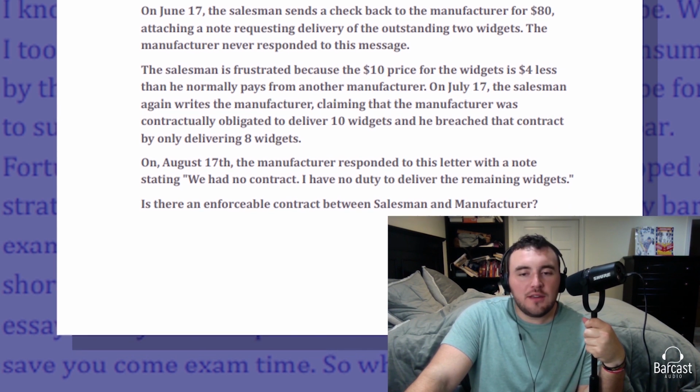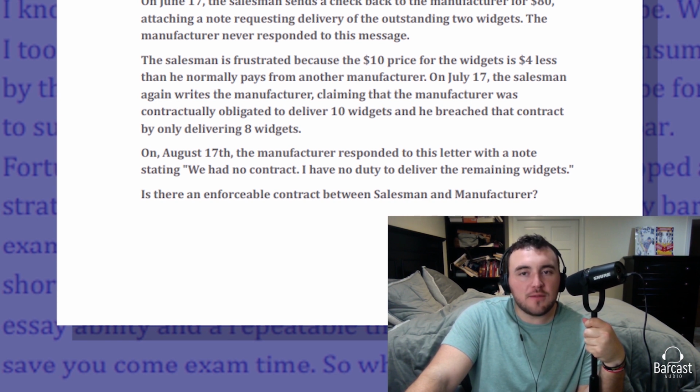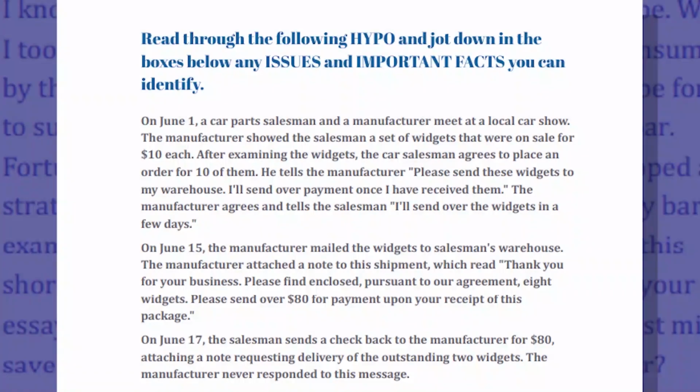So the question here is: is there an enforceable contract between salesman and manufacturer? What I love about this question is its simplicity. It's a contracts question. There's a few balls in the air, but it's good because it's an example of how some of these questions present themselves. They're not necessarily confusing on their face, but they require that you really identify the most relevant facts. If you look at the attack sheet or the bar exam template, it tells you along the top, read through this hypo, jot down in the box below any issues or important facts that you can identify.